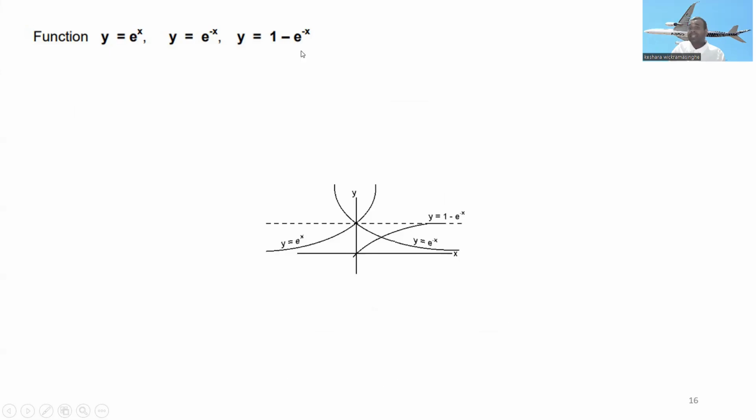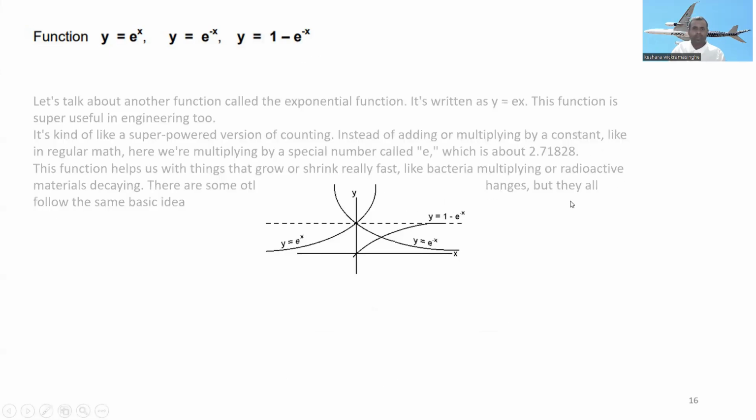Now let's go to the functions y equals e to the x, y equals e to the minus x, and y equals 1 minus e to the minus x. A little bit complicated, right?